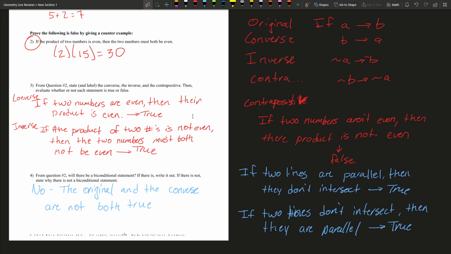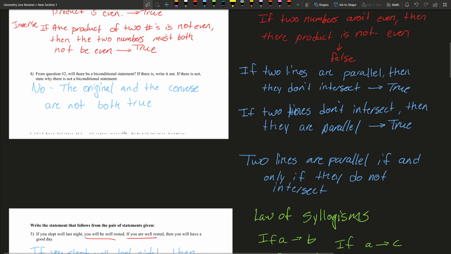Number 4 says, will there be a biconditional statement? Biconditional statements only happen when the conditional statement is true and the converse is true. Because our original statement is not true and our converse is true, we do not have a biconditional statement. They both have to be true for that to be the case. I gave an example of something that would give a biconditional statement. If two lines are parallel, then they don't intersect, which is true. The converse is if two lines don't intersect, then they are parallel. Because both of those things are true, you can rewrite them as a biconditional statement: two lines are parallel if and only if they do not intersect.